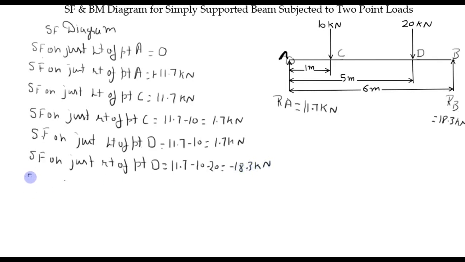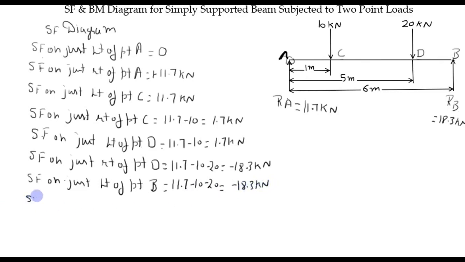Again shear force on just left of point B. Now last point is point B. So again three forces are there, 11.7 minus 10 minus 20 equal to minus 18.3 kilonewton.